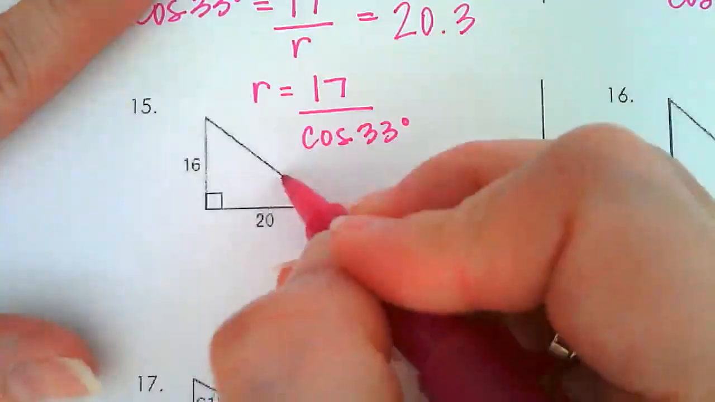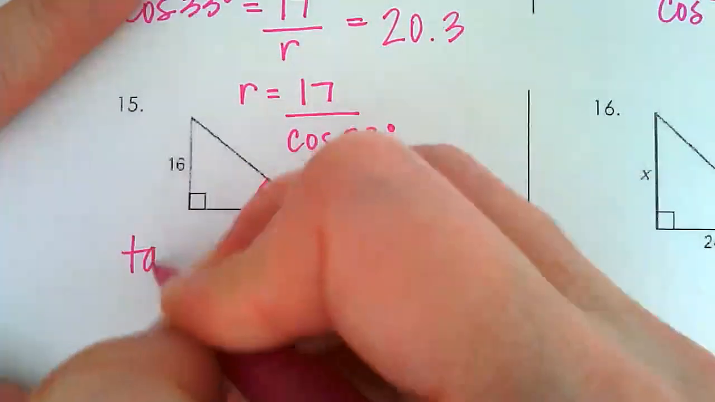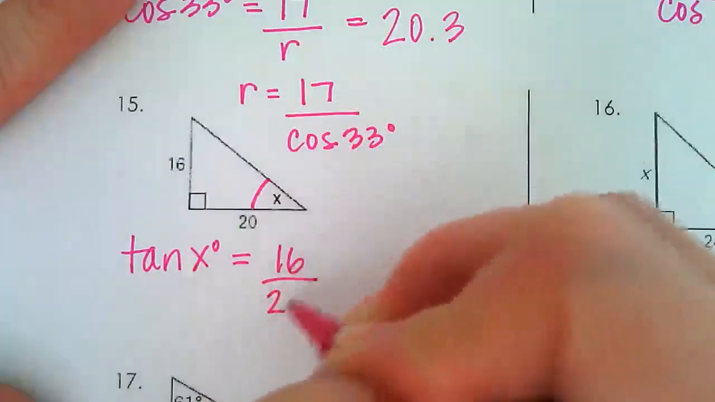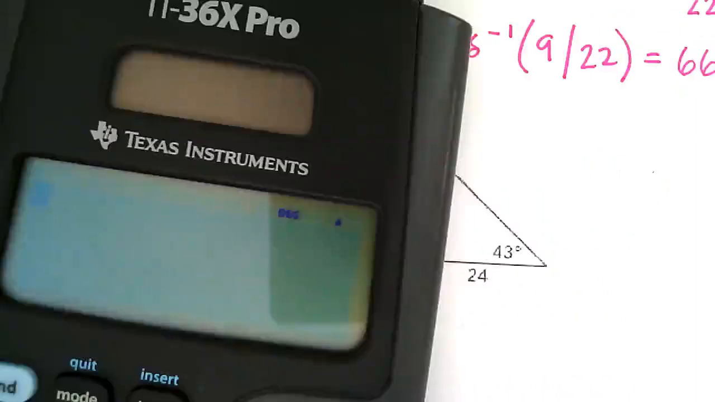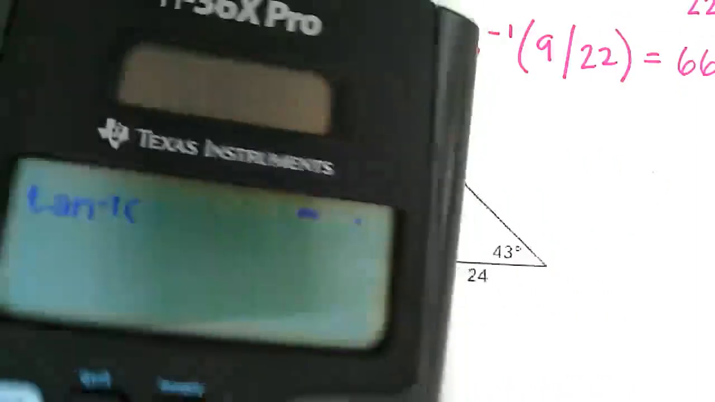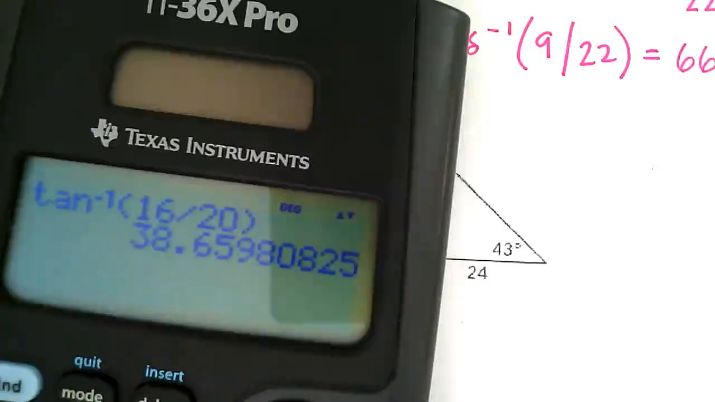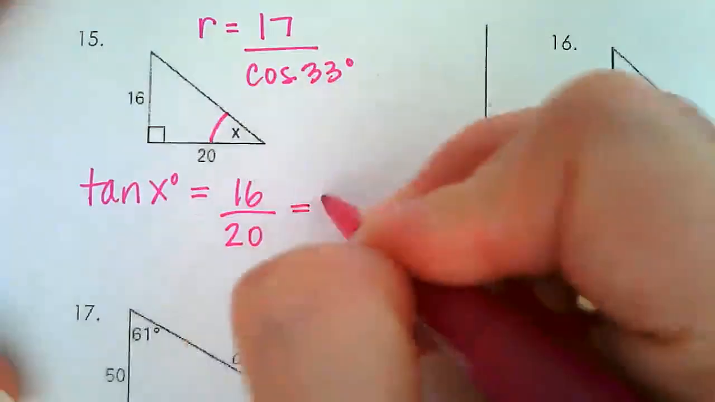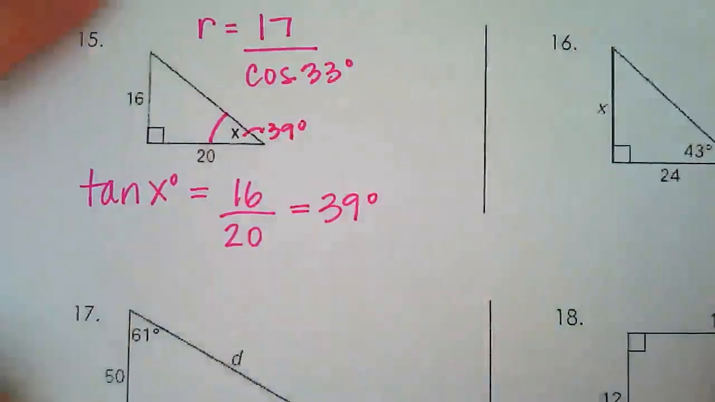Moving right along. Okay, next one right here. It looks like I need tangent. So the tangent of x is going to be opposite over adjacent. That means I need to do the inverse again. Inverse tangent of 16 over 20 is going to give me about 39 degrees. So 39 degrees for that angle right there.